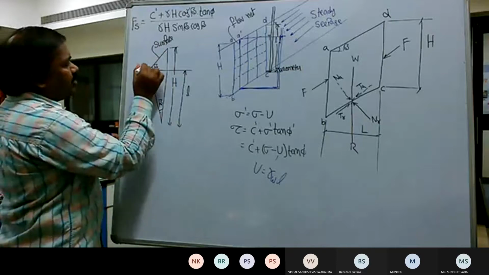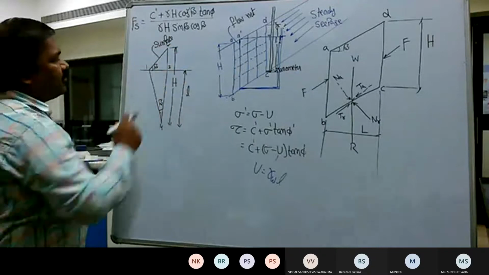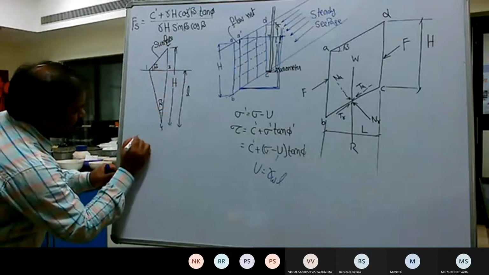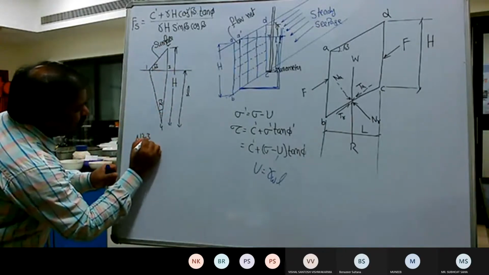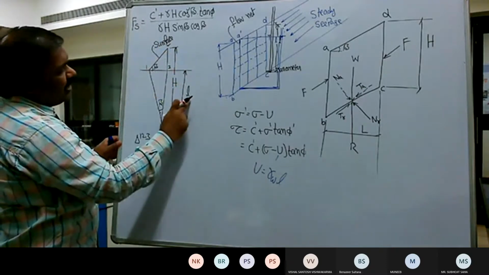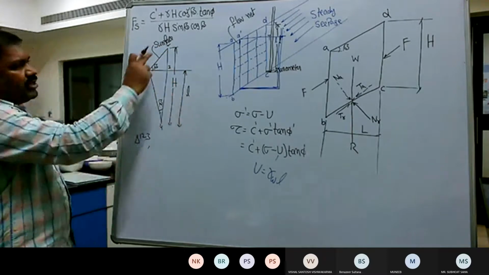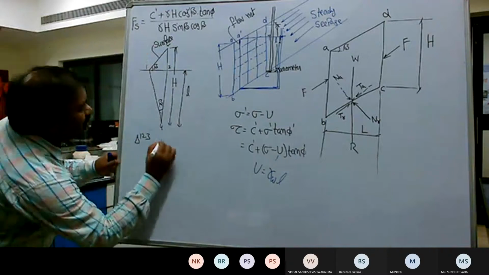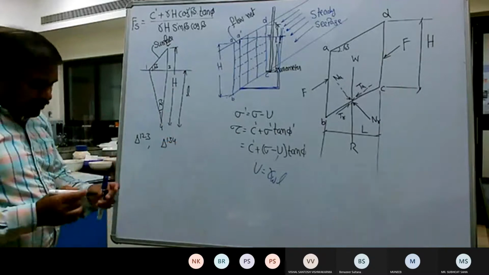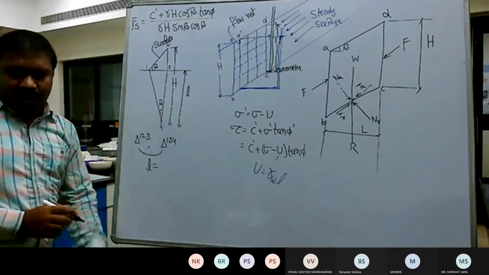So you take some small triangles: 1, 2, 3, 4. You divide this into two triangles, triangle 1, 2, 3 and triangle 1, 3, 4. From triangle 1, 2, 3, you can determine height H or height L. Try to derive everything in the form of L and H. So based on these two triangles, represent L in terms of H and tell me the final answer.